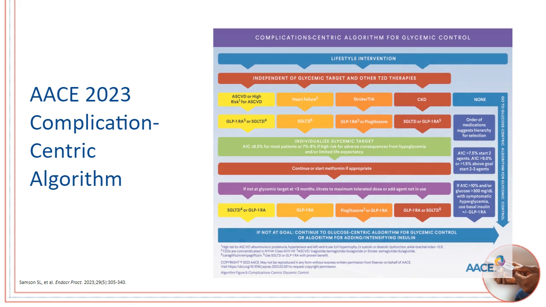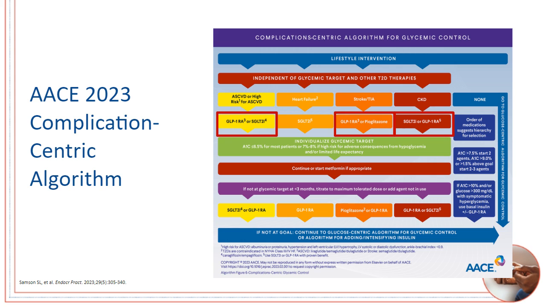ACE also has a complication-centered algorithm. Our patient didn't have those complications, but I think it's important to recognize them. So if you look at the complication-centric algorithm, again, in the red boxes, if a patient has atherosclerotic cardiovascular disease or is at high risk, a GLP-1 receptor agonist is an excellent agent to consider, or an SGLT2. If a patient has had a history of stroke, this is a new column, a GLP-1 receptor agonist or pioglitazone can be an excellent agent to prevent secondary stroke. And then finally, those patients with CKD, choosing an agent such as an SGLT2 inhibitor or a GLP-1 receptor agonist would be a preferred agent based upon the complication, not the glucose alone.